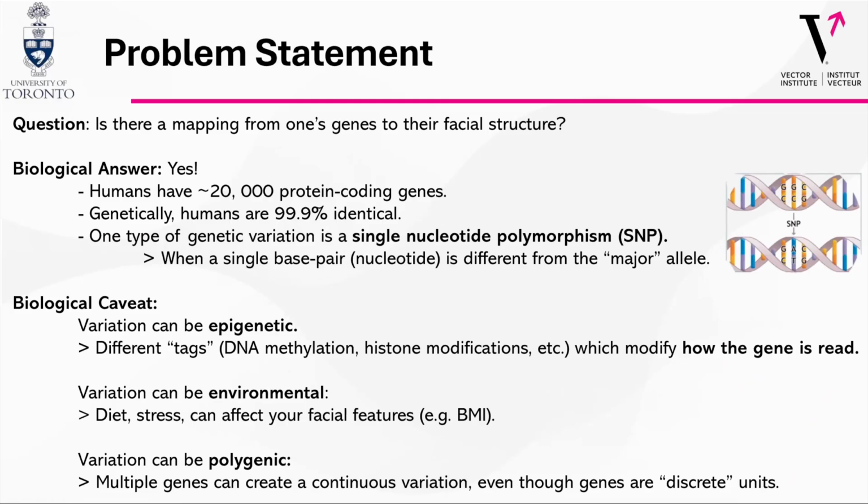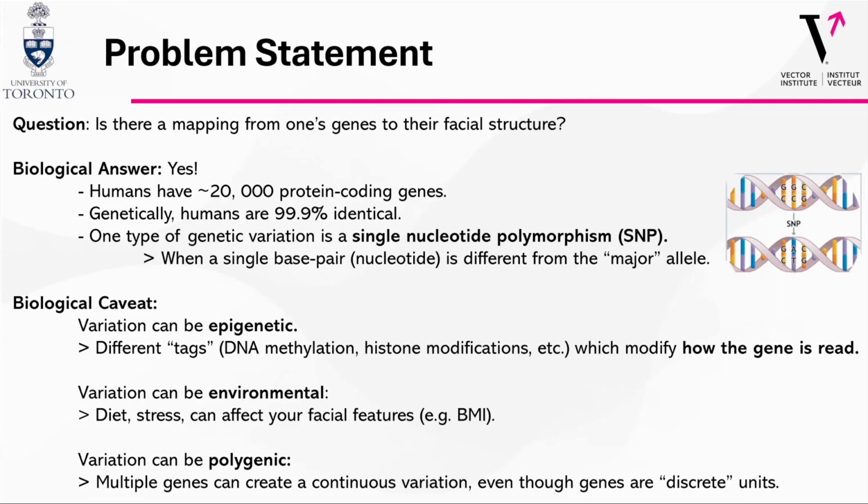A bit of the biological background, because I feel like most people here are AI, machine learning scientists, and so it would be good to at least get a bit of the knowledge about what is happening exactly. So our project, the main idea and the goal, is to try to map from one's genes to one's facial structure. And so is there such a mapping? Well, biologically, we can say that yes.